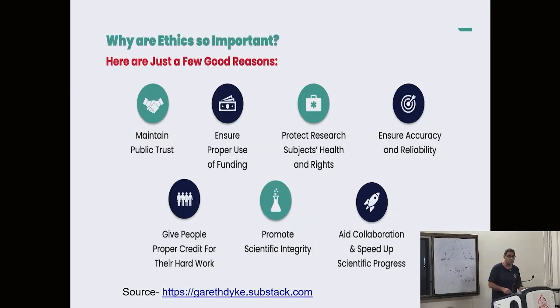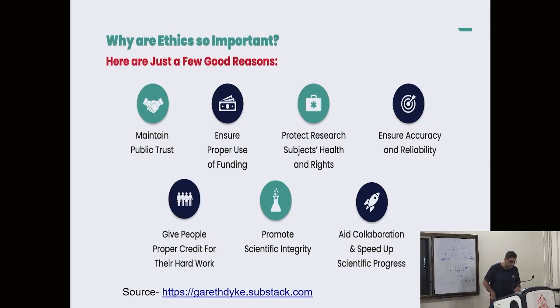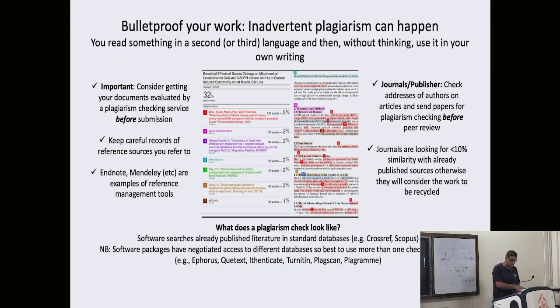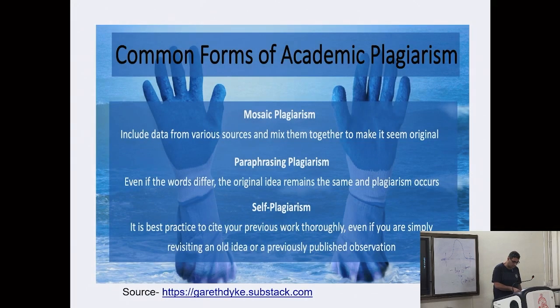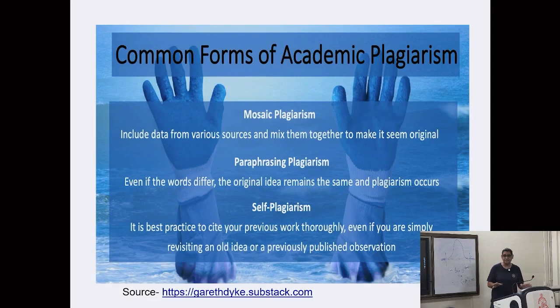So you have to follow the ethics and try to resolve all these issues, and this is important for public trust, proper use of funding, protecting research subjects' health and rights, ensuring accuracy, reliability, collaboration and scientific progress, and giving people the credit. I told you about the acknowledgement. This I already told you. Plagiarism I am not covering because it is already covered, but don't plagiarize. I told you, don't plagiarize, write yourself, and don't use too many AI tools.